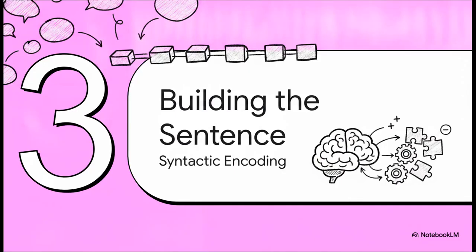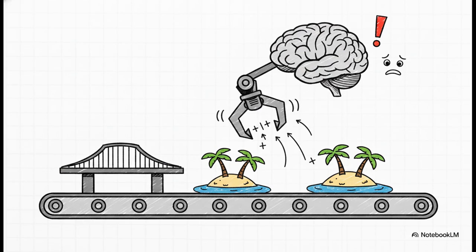Section 3. Building the sentence. Once we've grabbed our words from that dictionary, we have to put them in order. This is where the brain actively builds the grammatical structure. But it's not always smooth sailing. Look at these agreement errors studied by Bach and Miller in 1991.